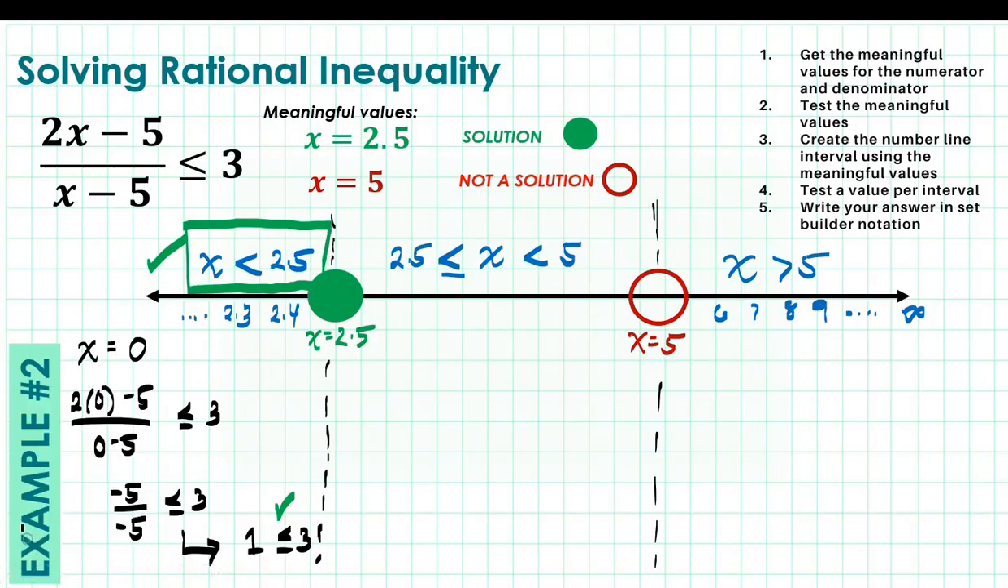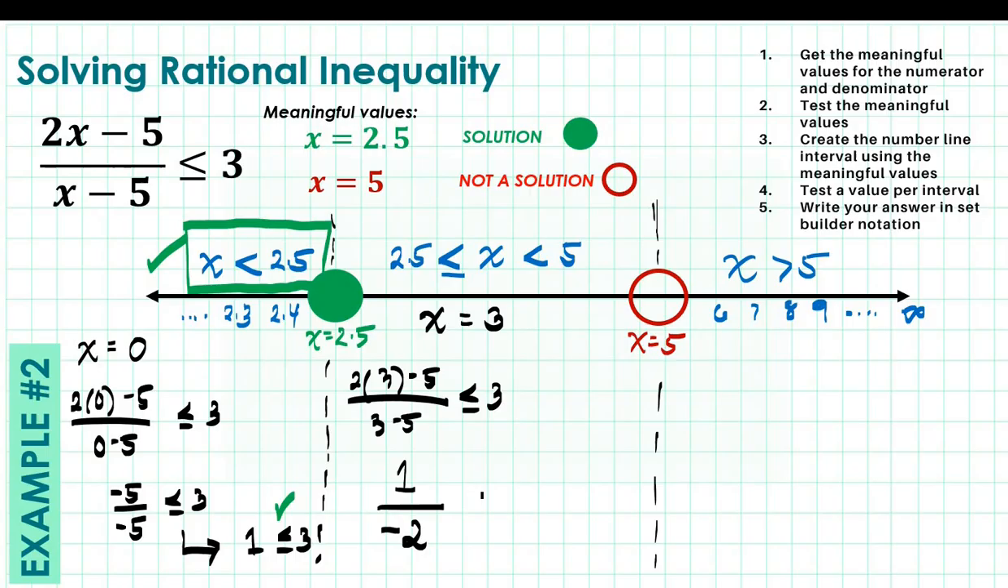Moving on, let's now have a test value for the middle interval. So we just need a value in between 2.5 and 5. And so I am thinking again of a whole number. Let's have 3 instead. So let's substitute. We have 2 times 3 minus 5 all over 3 minus 5. Is it really less than or equal to 3? Simplifying further, we have 2 times 3, 6 minus 5, that is equal to 1. And then for the denominator, that is 3 minus 5. That will give you negative 2. And it's true that negative 1/2 is less than or equal to 3. So we were now able to confirm that negative 1/2 is less than or equal to 3. And that means this interval is also a solution to the inequality.